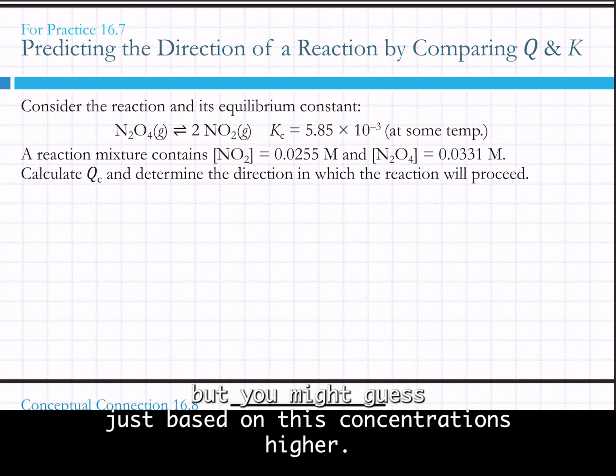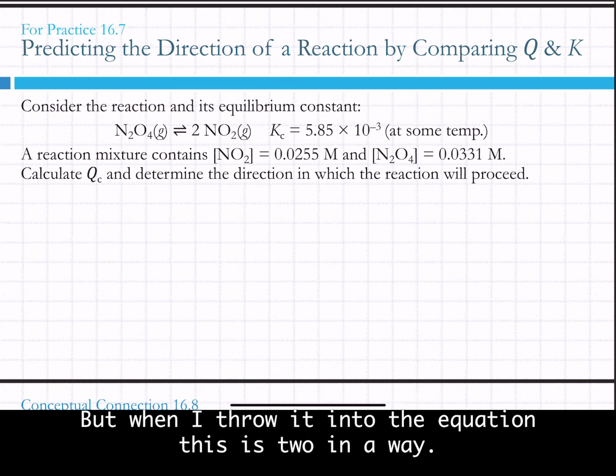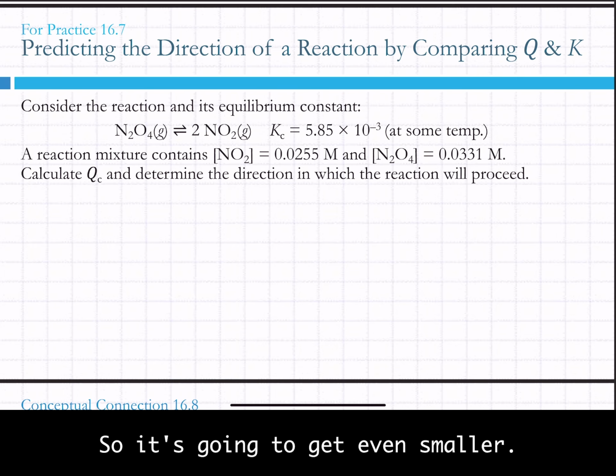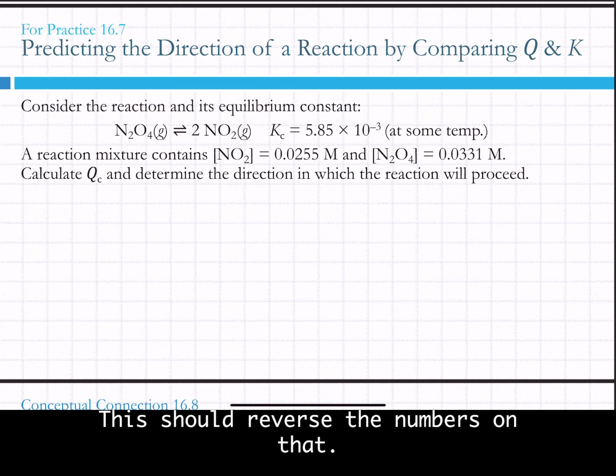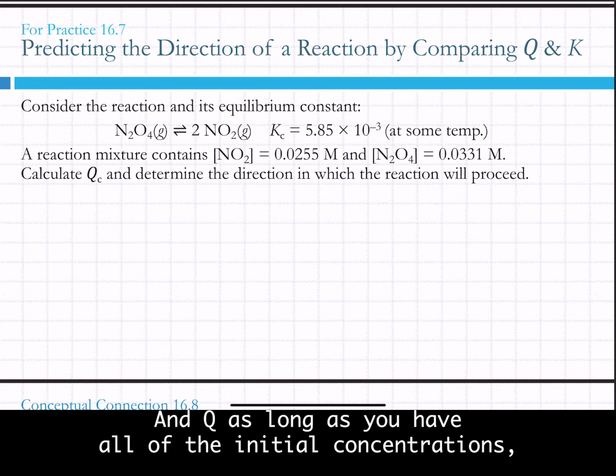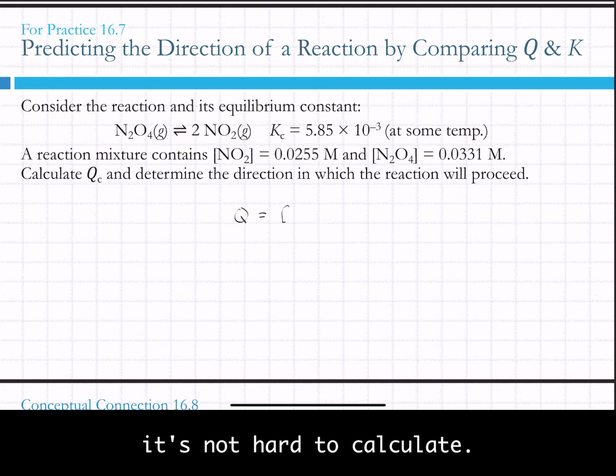You might guess just based on this concentration being higher, but when I throw it into the equation, this is 2NO, wait, no, I have those backwards. This is smaller than that, but this is going to be squared, so it's going to get even smaller. Maybe I should reverse the numbers on that. Anyways, point being, it can be hard to tell. And Q, as long as you have all of the initial concentrations, is not hard to calculate.